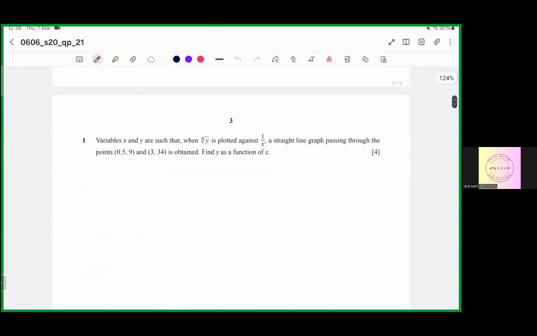Now we look at question one first. Question one: variables x and y are such that when y to the power of 1/4 is plotted against 1 over x, a straight line graph passing through the points (0.5, 9) and (3, 34) is obtained. Find y as a function of x.